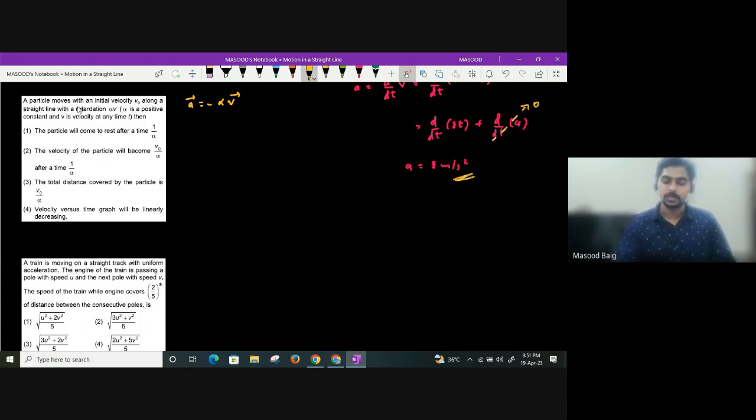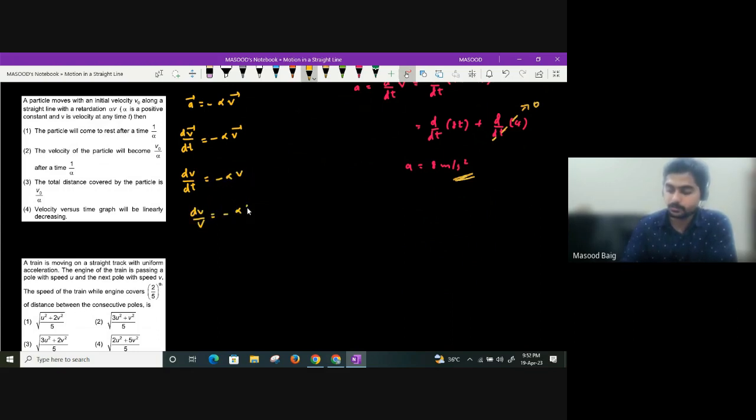So the particle moves initially with a velocity v naught along a straight line with a retardation alpha v. So this is a retardation. What we can write is dv bar divided by dt equal to minus alpha into v bar, or simply dv divided by dt equal to minus alpha into v. So dv by v will be minus alpha into dt. In order to remove differentiation, shall I apply integration or not? Yes. So what are we going to get? I think you will get ln again.